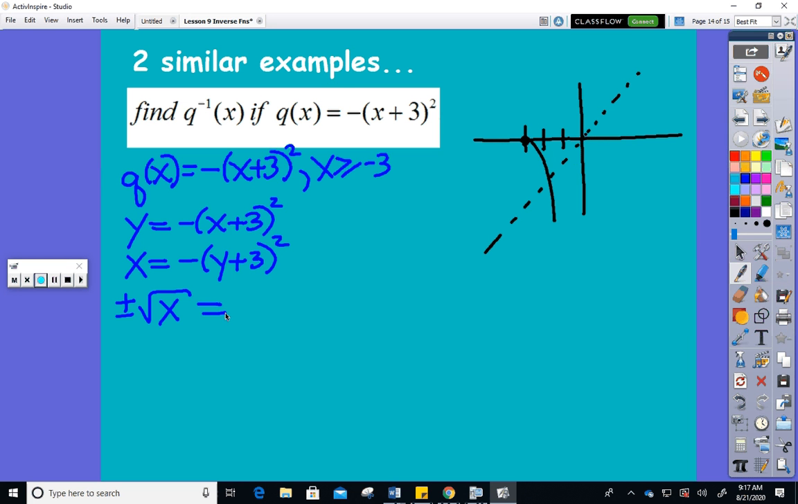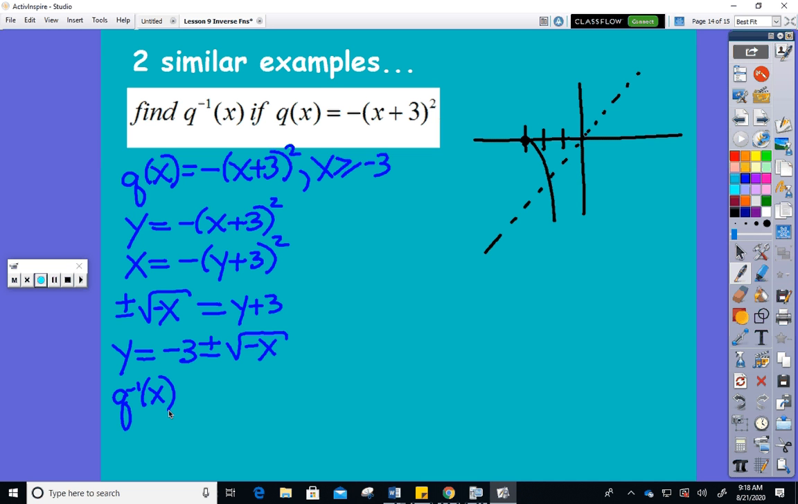And that's going to give me, actually, plus or minus the square root of negative x, because I needed to move the negative first. That's going to give me y plus 3. And y is going to equal negative 3 plus or minus the square root of negative x. That's kind of weird. All right, so I know I can't have that plus or minus thing in a function. So I've got to decide, what do I do there?